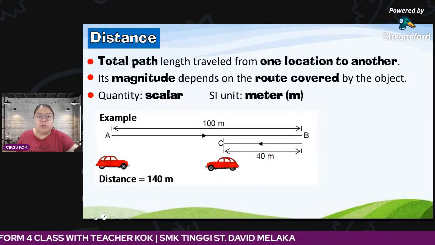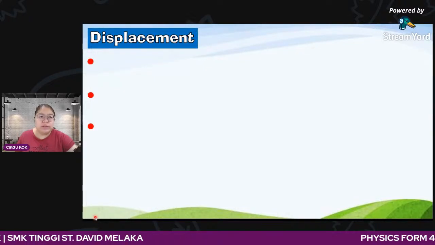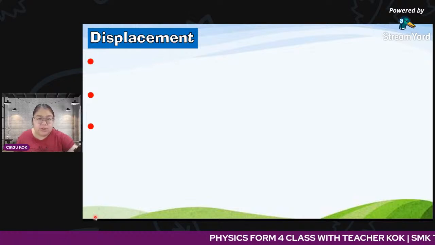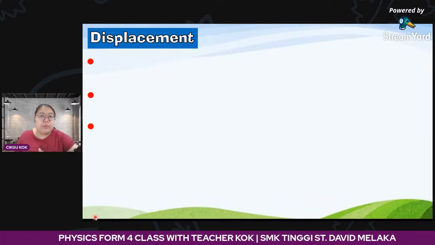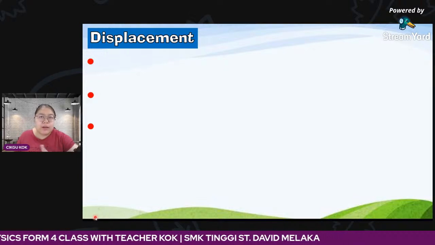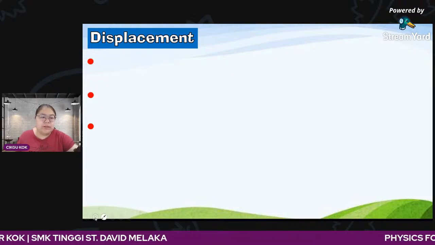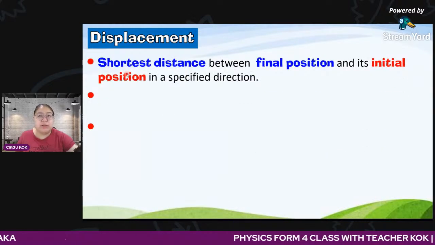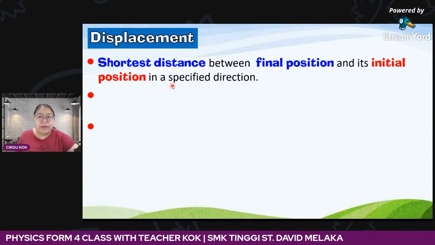Then we go to the next one. The next one has the same meaning as distance, but this one has direction. So we call it displacement. These two are just like brothers: one has direction, one has no direction. Now we are going to see displacement. Displacement means the shortest distance between the final point and the initial point in a specific direction.